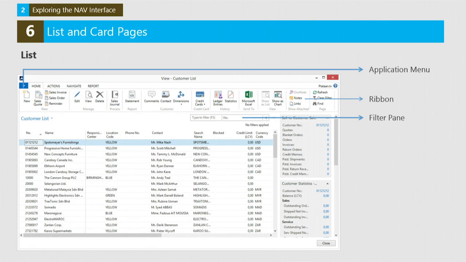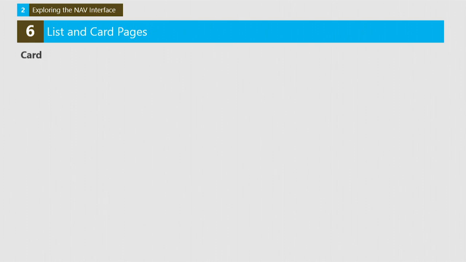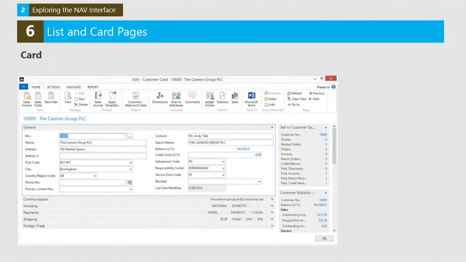There's the filter pane that we can use to apply filters. And we have fact boxes. And then finally, we have the columns, like in this case, number, name, the responsibility center, and so on. And that's, of course, typical for a list page. So these are the components that you will find in most of the list pages in Microsoft Dynamics NAV.